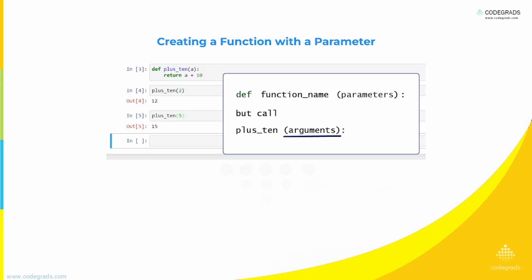While creating a function with a parameter, as you can see here, we have created a function named plus10, where a is a parameter, or the input which we are passing, and then we are returning a plus 10. So def is the keyword to define the function. Then we have the function name, plus10, that is the name you give to the function. And here we can hold parameters.